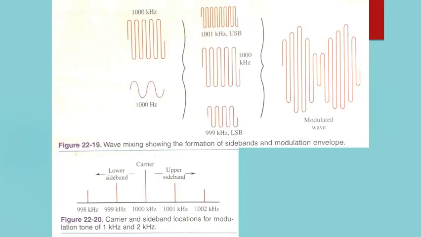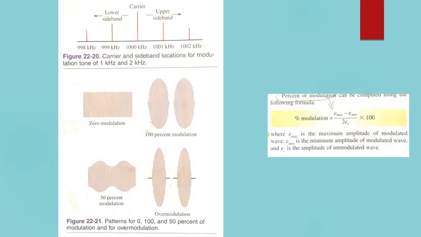Modulation patterns. A radio transmitter is not permitted by law to exceed 100% modulation. This means that the modulation signal cannot cause the carrier signal to vary over 100% of its unmodulated value. Look at the patterns in figure 22-21. Notice the amplitude of the modulated waves. The 100% modulation wave variation is from 0 to 2 times the peak value of the carrier wave.